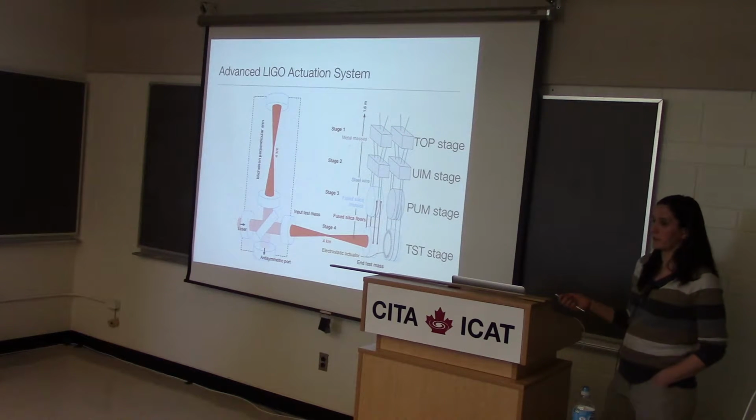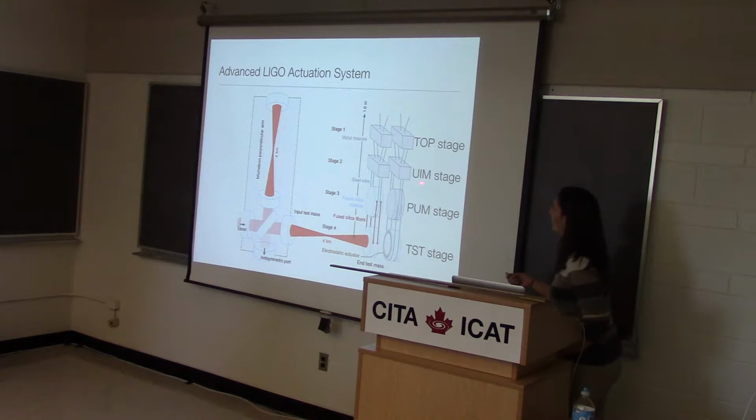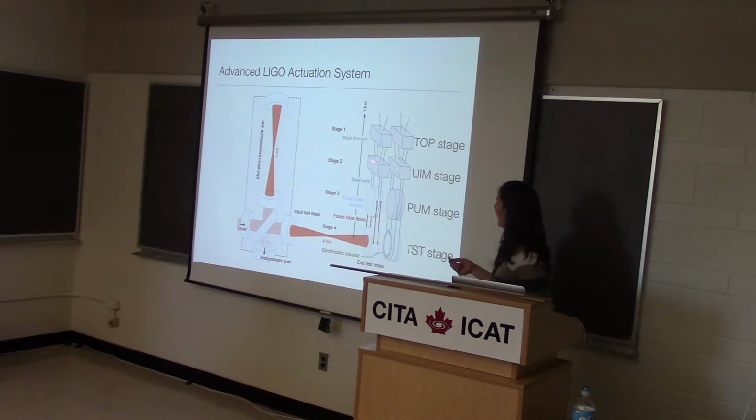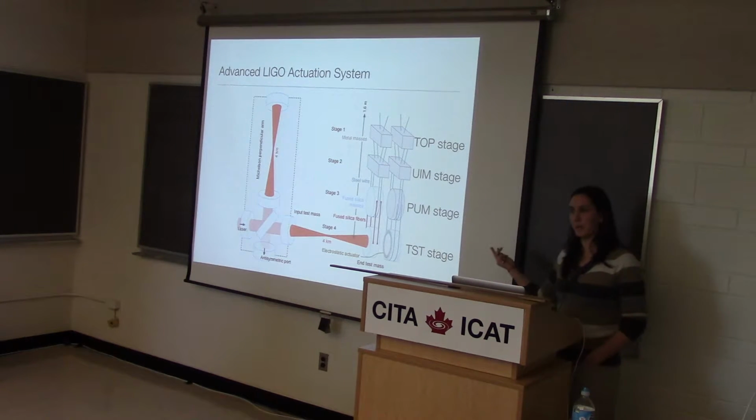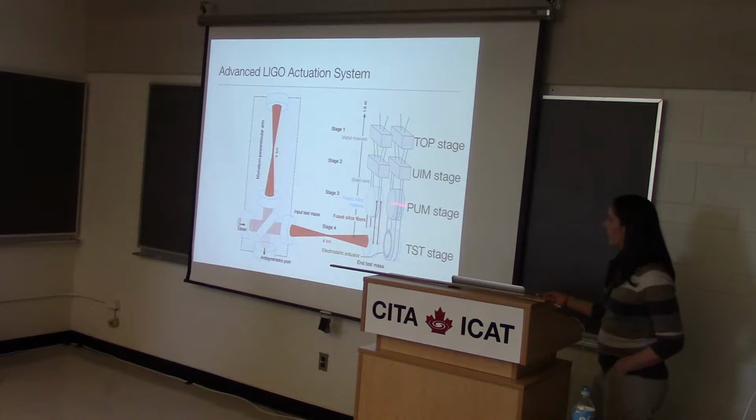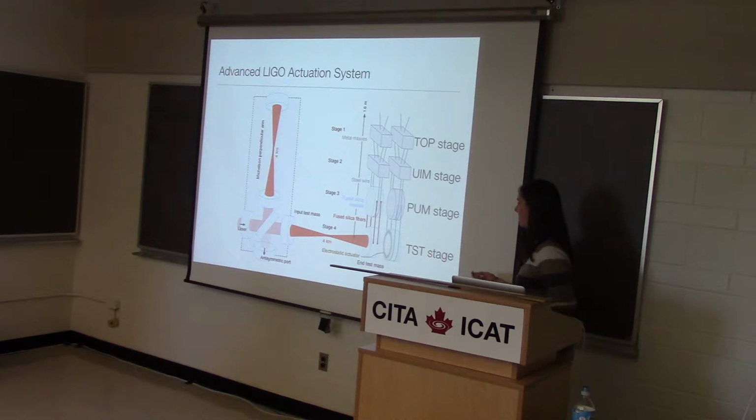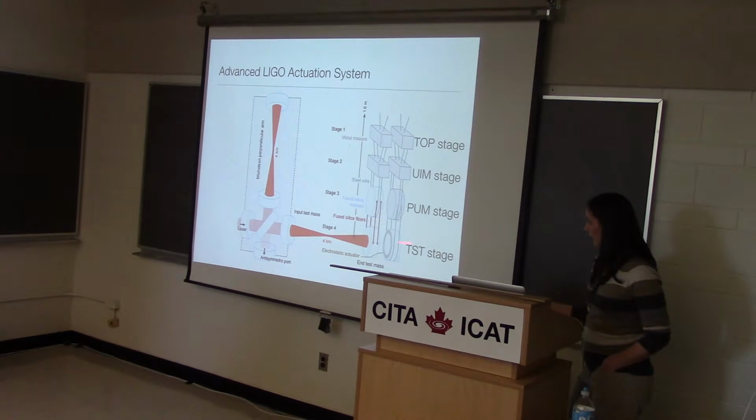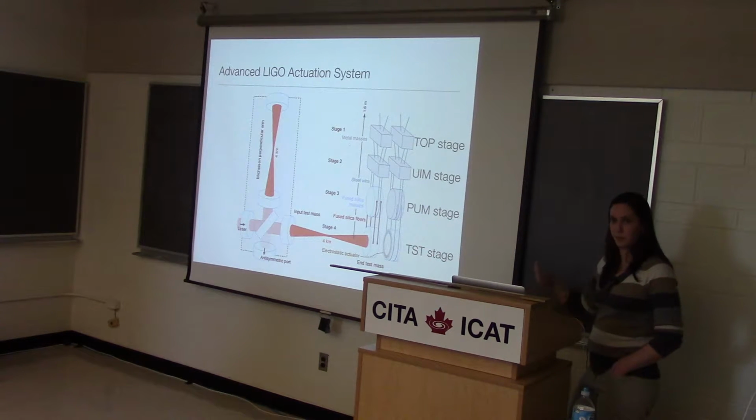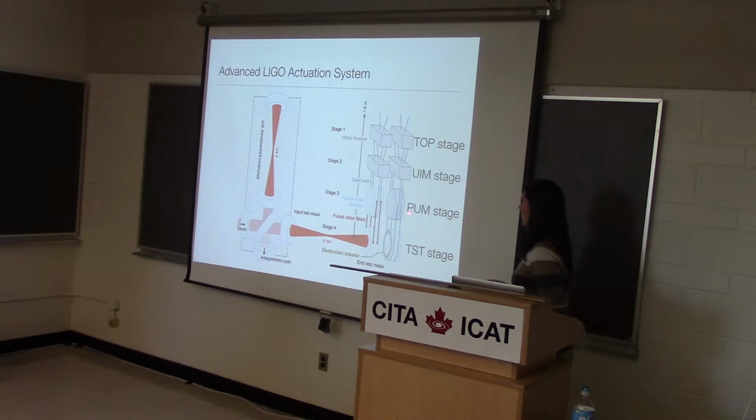The top stage is the top stage. The second stage is the upper intermediate mass, or UIM stage of the actuation. The third stage is the penultimate stage, we call the PUM, penultimate mass stage. And then finally, the bottom stage is the test mass stage, which we abbreviate as the TST stage. Right now we don't have any actuators active on the top stage. So when we talk about the actuation, we'll be talking about the UIM, the PUM, and the TST stage.